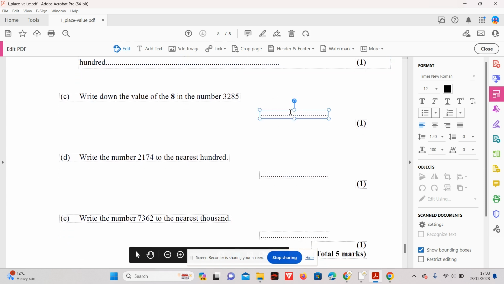Write down the value of 8 in the number 3,285. So when you say the number 3,285, the number 8, you're saying 80. So just type in 80.